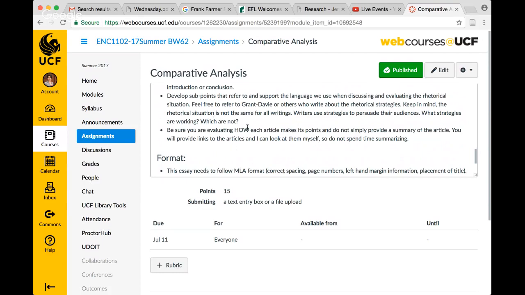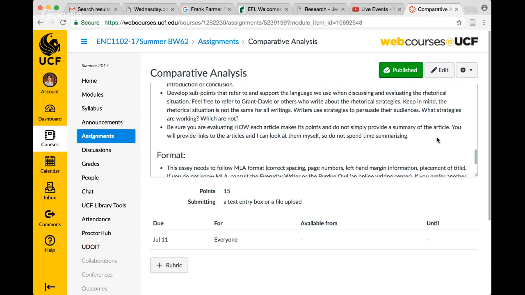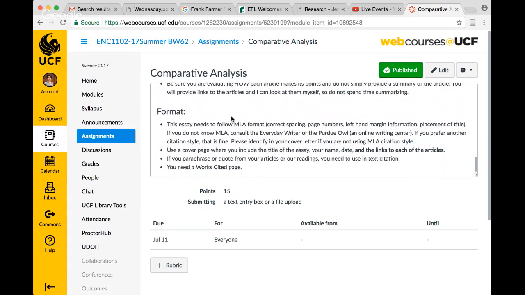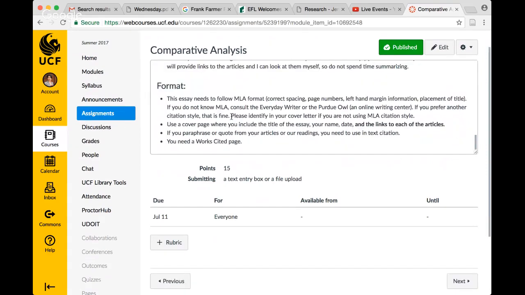So lastly, be sure that you're evaluating how each article makes its points, right? Don't provide a summary of the article. You are providing links for me, so don't spend your time summarizing this. I can go through and skim the article myself. Point to how it's functioning and explain how that's functioning. Pick apart the way the writer has constructed this.